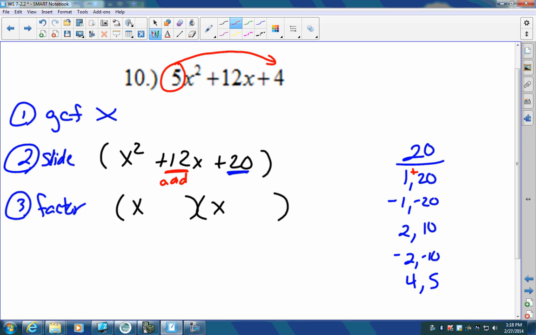If I add these, I get 21. Add these, I get negative 21. Add 2 and 10, I get 12. Ding, ding, ding. Winner, winner, chicken dinner. All right, there's my factors. So I'm going to put plus 2 and plus 5. What's step 4?